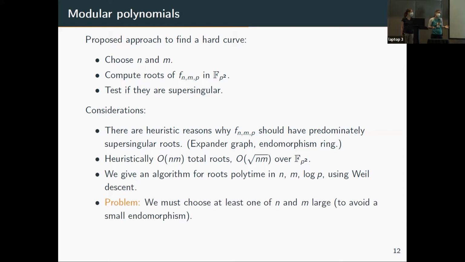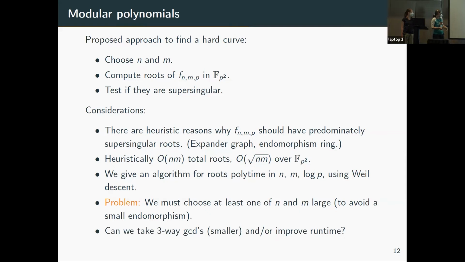But the fundamental problem with this approach is that we would actually have to choose at least one of n and m to be large. Because if you have both an n-isogeny and an m-isogeny to your conjugate, then you can go along n and back along m and get an nm degree endomorphism, and that's a small endomorphism, and that's a weakness. And so we have to avoid those, and now this algorithm is not fast enough.